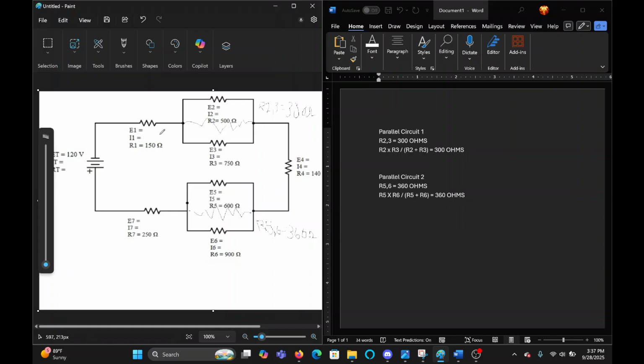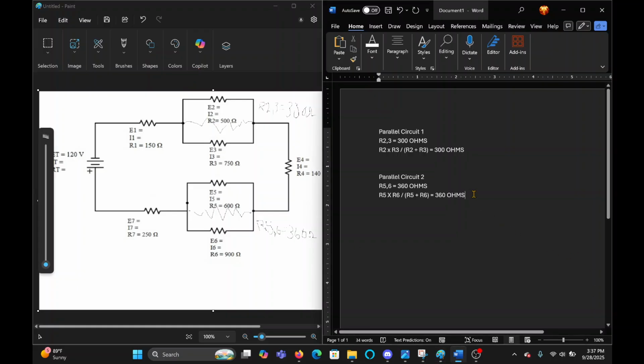So we're going to add. That's going to solve for one of our equations, RT, right here. RT is going to equal R1 plus R2 and 3, since they're parallel, plus R4, plus R5 and 6, plus R7.